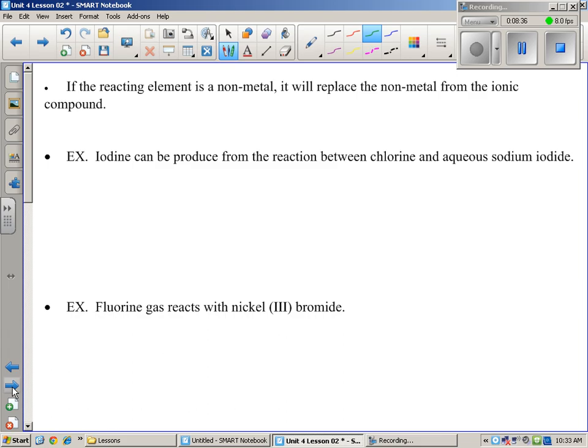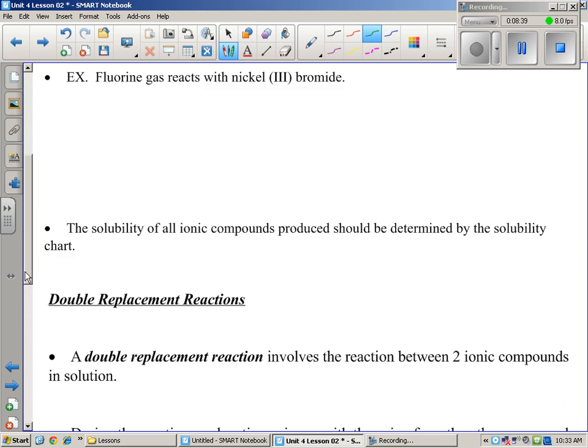We're going to skip one of these here, but we're going to go to fluorine gas. This one's a little bit different. Please know that fluorine gas reacts with nickel 3 bromide. Now what you'll notice different about this is the first thing that I have there, that fluorine, is not a metal. It's a non-metal.